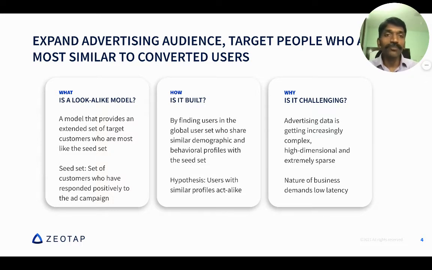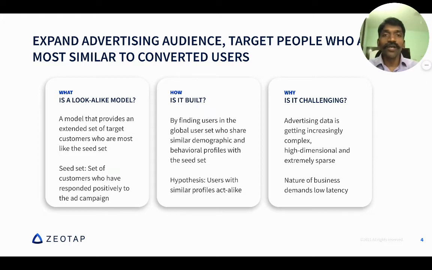The general approach to build a lookalike audience is to find users among the global set of users who share similar demographic and behavioral profiles with the seed set users. The hypothesis is that users with similar profiles tend to act alike. In other words, users similar to the seed set users are more likely to respond positively to the ad.